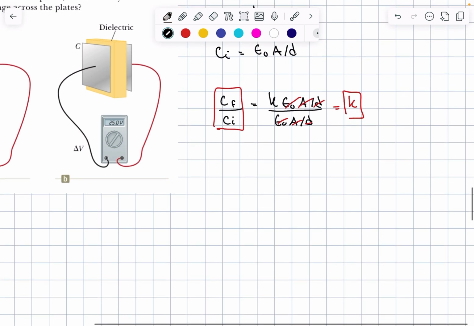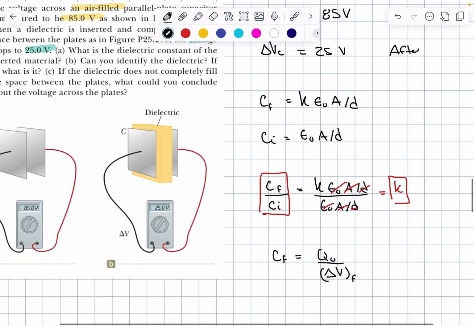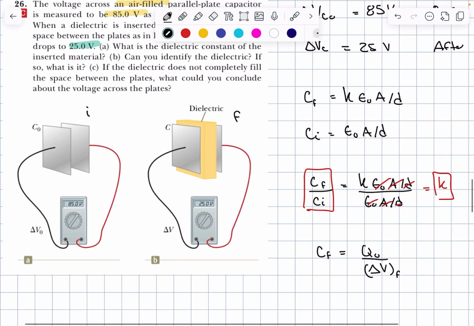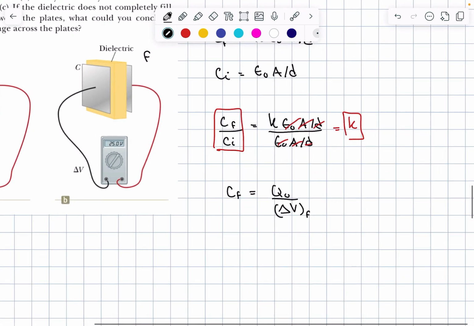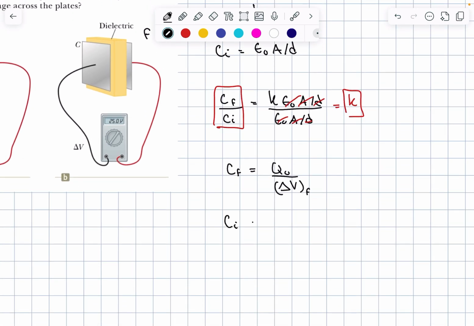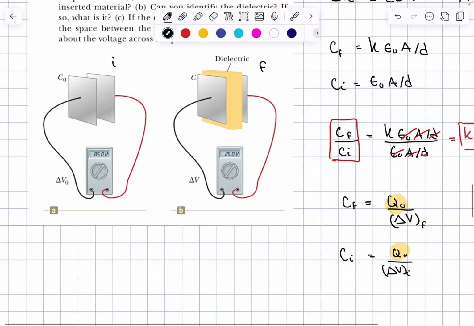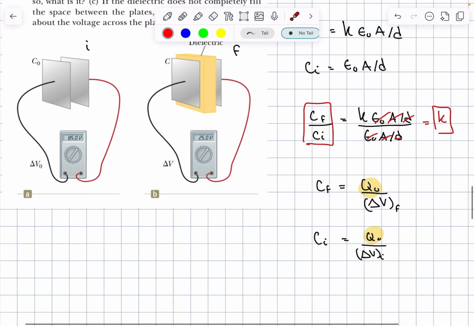So if we figure out what this ratio is, we figure out what the dielectric constant K is. Now the good thing is we know that CF can also be written as Q naught divided by delta V, the final one, right? So the final capacitance is equal to Q naught divided by delta VF. Initial capacitance is equal to Q naught divided by delta V I. And the reason why Q naught doesn't change is because there's the same amount of charge on this plate before and after we add the dielectric.